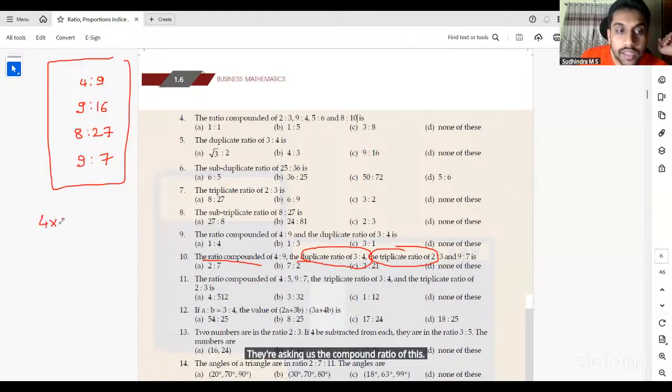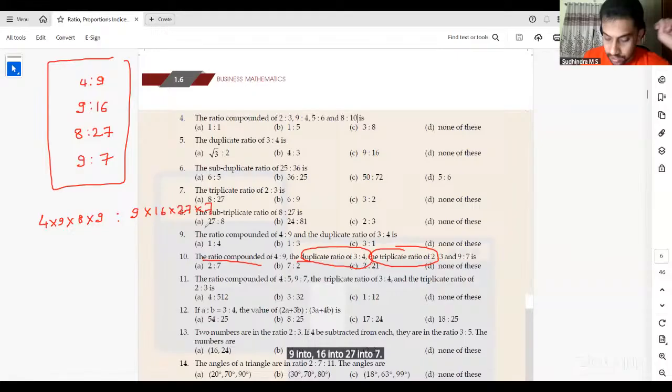4 into 9 into 8 into 9, 9 into 16 into 27 into 7. So 4 into 9 into 8 into 9 we get 2592. Very good. Is to 9 into 16 into 27 into 7, which is 27216. Perfect. Now we need to simplify this.